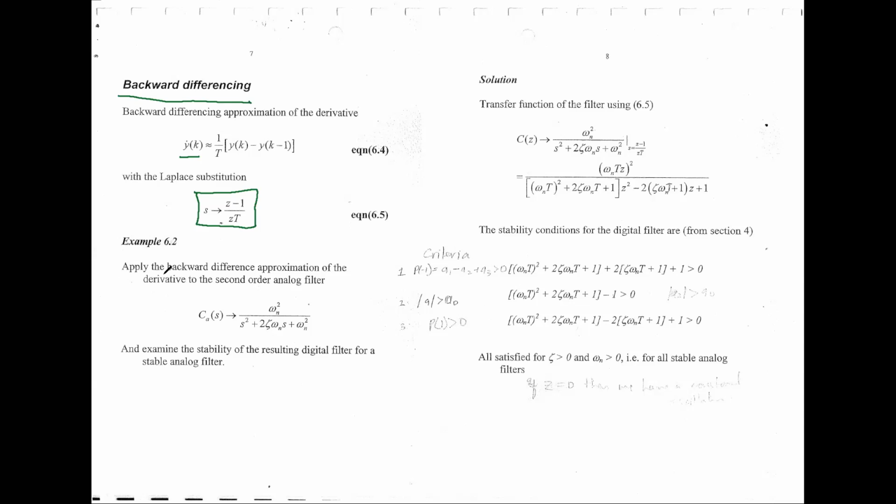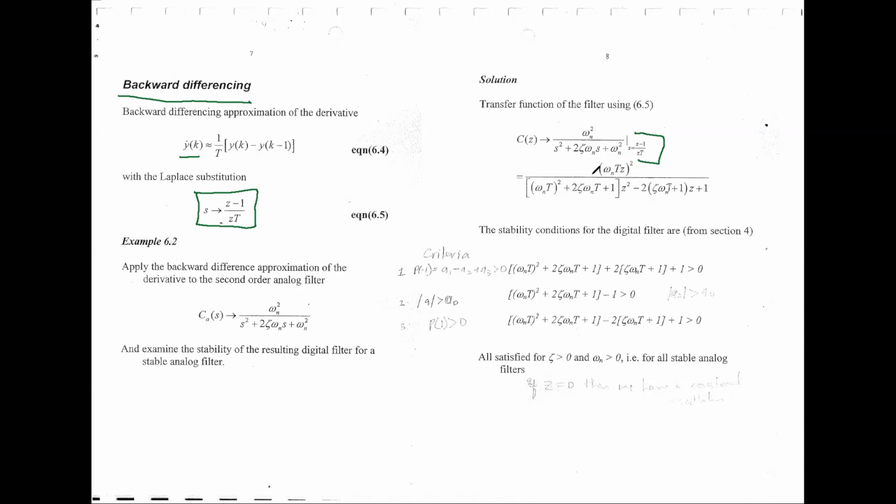So again, a similar example says: apply backward difference approximation to the derivative of the second order analog filter, which is given as omega n squared over s squared plus 2 zeta omega n times s plus omega n squared, and examine the stability of the resulting digital filter for a stable analog filter. So solution, we can just directly substitute s as z minus 1 divided by z times t into our transfer function. And then after simplification, we arrive at this. So you have to substitute and simplify it yourself. I'm skipping the mathematics here.